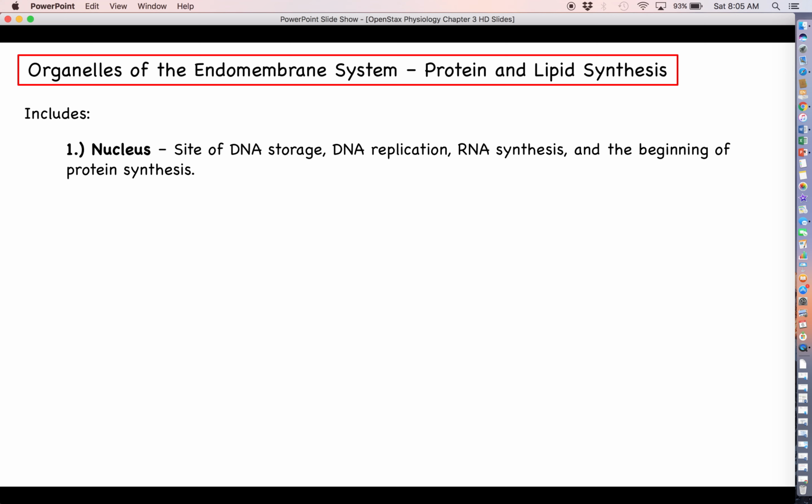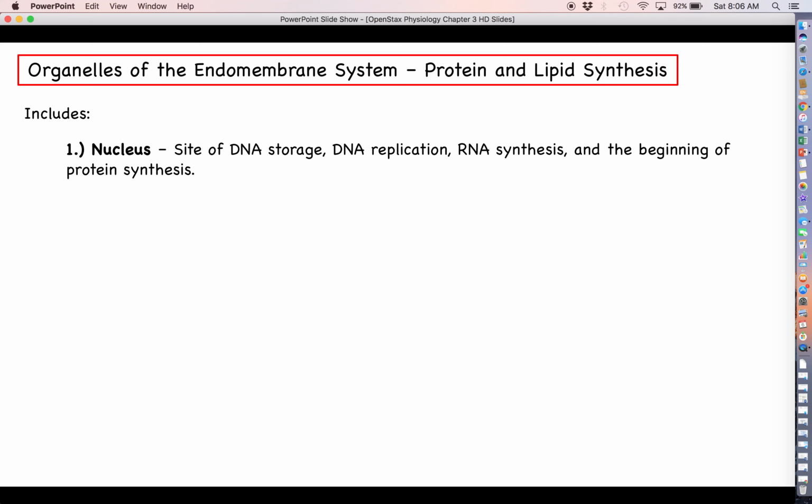Basically, any physiological process that we're going to talk about through the semester, if we're looking at it at the cell level, is going to be mediated by proteins. So we want to make sure that we have at least a general basic understanding of how protein and lipid synthesis occur and which organelles are important for this. So number one, the nucleus.